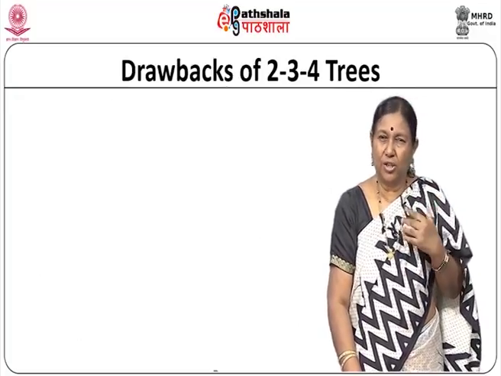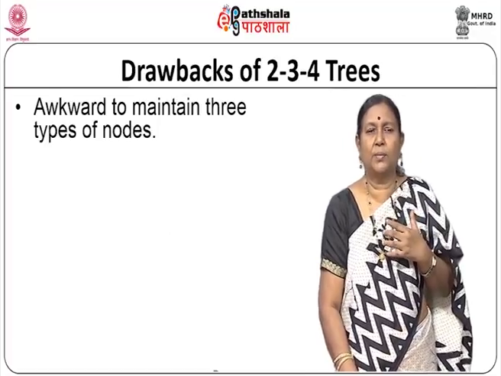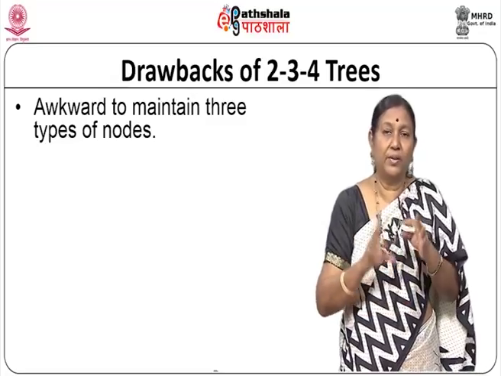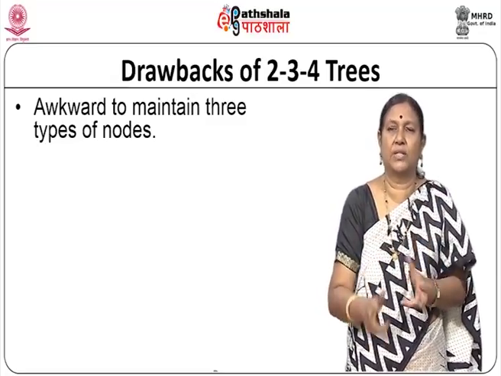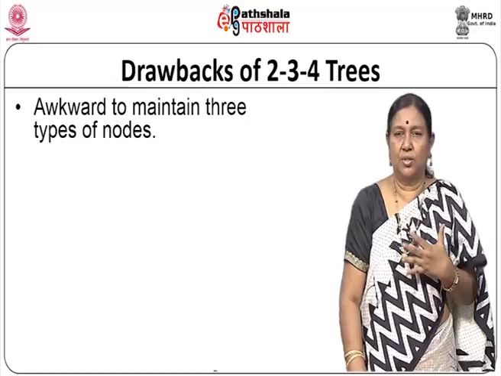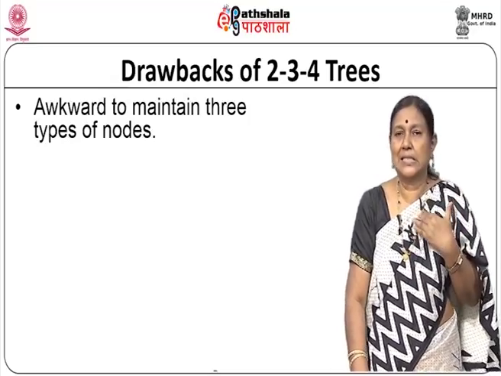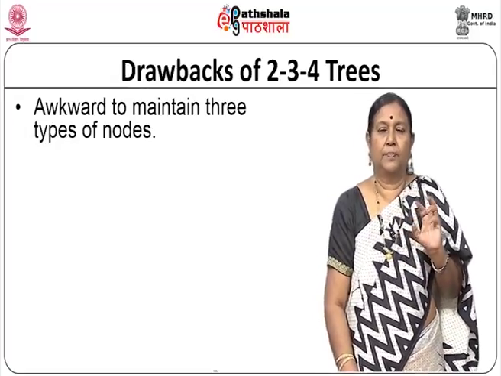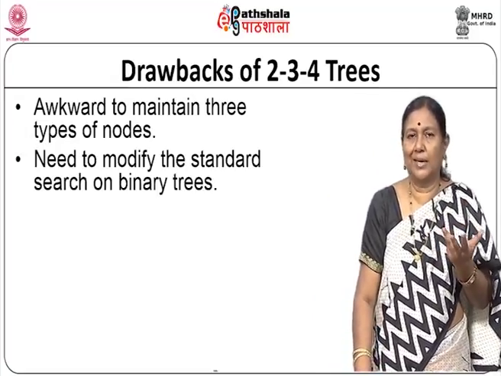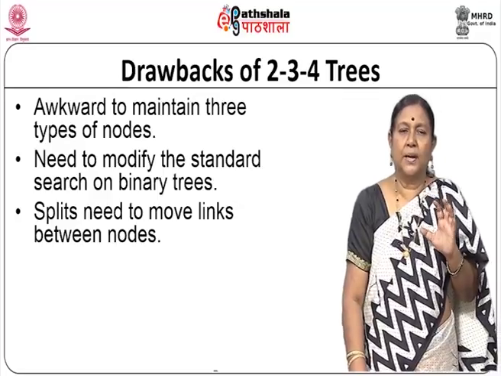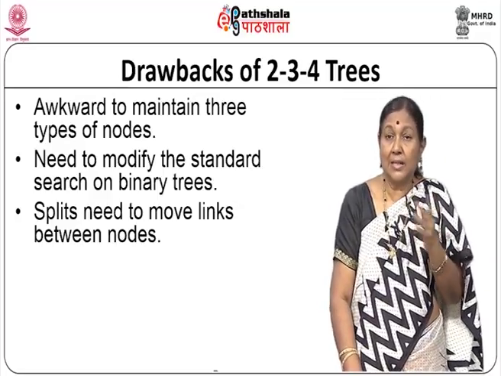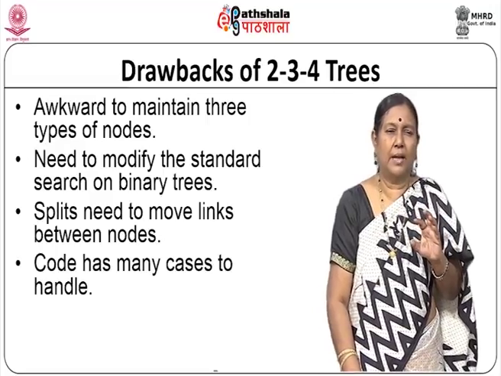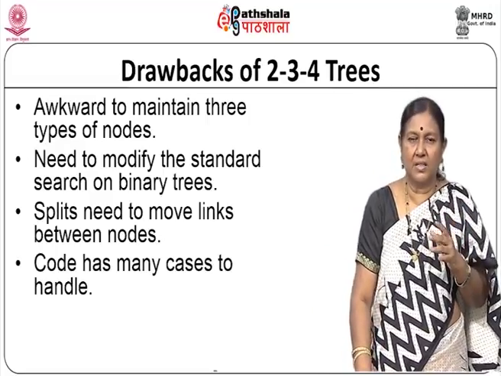Okay. So, what are the drawbacks of a 2, 3, 4 tree? Awkward to maintain 3 types of nodes. You have 2 node, 3 node, 4 node and you have to say which is which. That is an important issue because most of the operations, both insertion and deletion, require that I know what type of node I am dealing with. Need to modify the standard search on binary trees because you cannot do that. Splits need to move links between nodes. So, links have to be moved, that is another disadvantage, and the code has many cases to handle, a lot of cases.